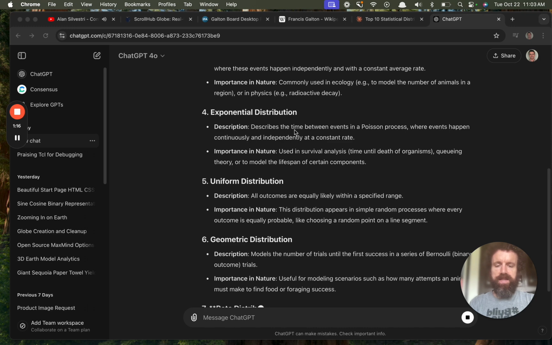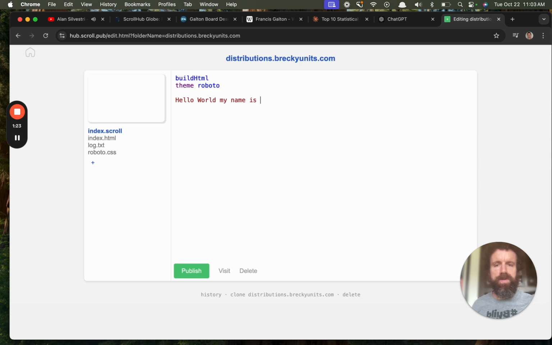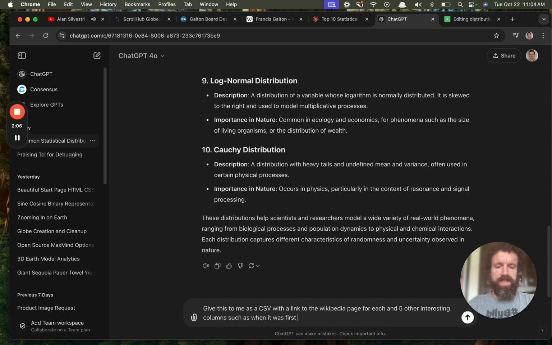Hold on. Let's make a scroll website for this. Distributions. I'm going to make it .breckunits.com. I'm going to put this on my own domain. And let's have, okay, give this to me in scroll format with a link to the Wikipedia page for each. You know what? Give this to me as a CSV, and we'll turn it into scroll with a link to the Wikipedia page for each. And five other interesting columns, such as year when it was first identified.